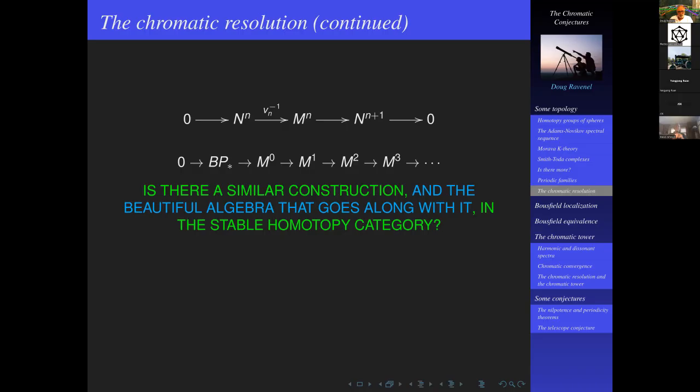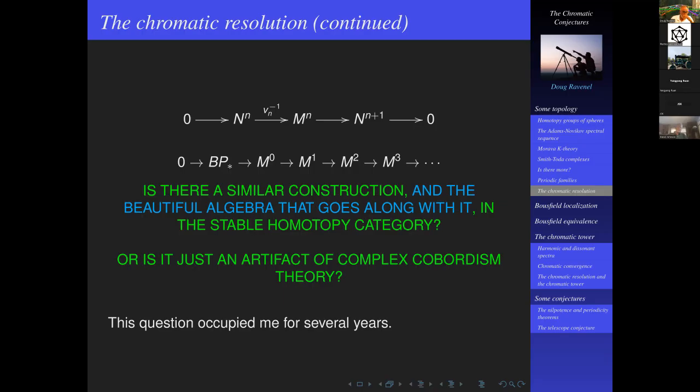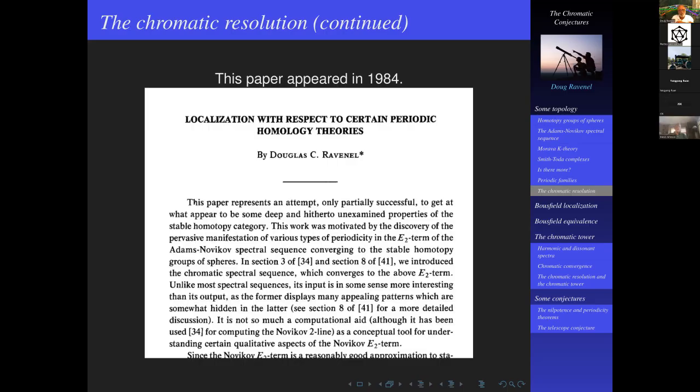And so, does it have the same kind of algebra associated with it that we've seen here? Or is this wonderful algebraic structure just an artifact of complex cobordism theory? That's the deep underlying question that I asked myself in the 70s after writing this paper with Miller and Wilson. And this question occupied me for the next several years. And it resulted in this paper that appeared in 1984.